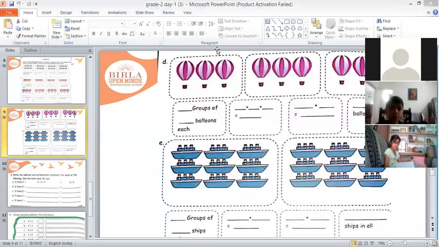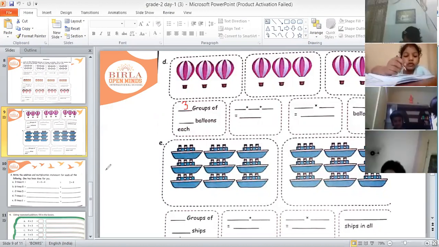Dhriti Reddy. Yes, ma'am. Dhriti, tell me how many groups are there? Next page, page number 4. Parachutes are there. How many groups are there? 3. Very good. So in the next bit, bit number D, there are 3 groups. So we will write here 3. Okay, that's correct.